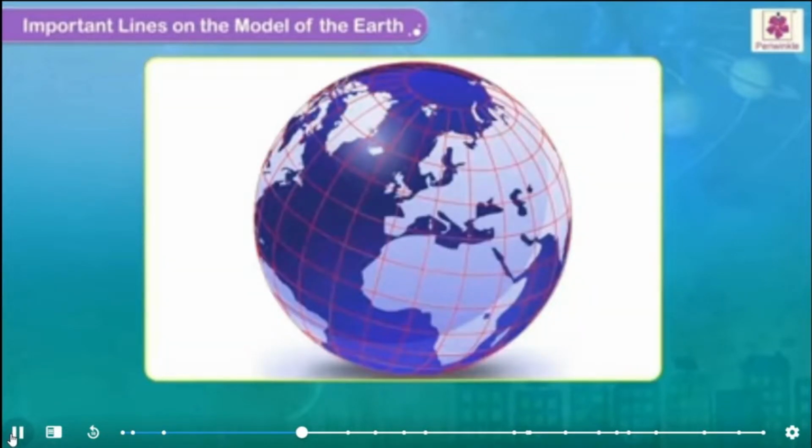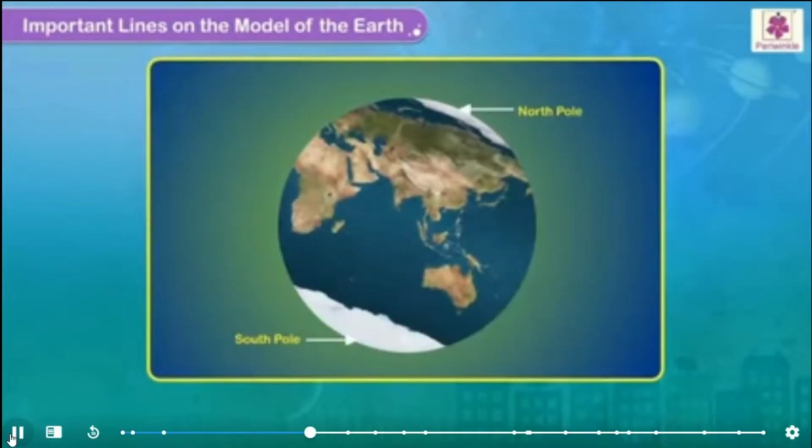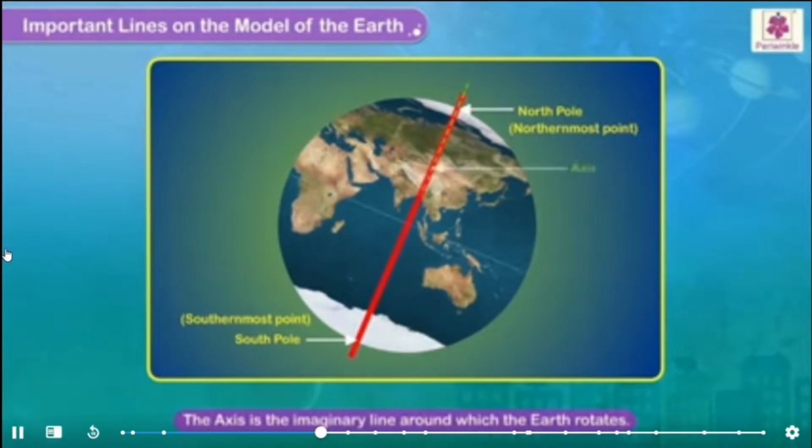Important lines on the model of the Earth. Some imaginary lines have been developed to help us study Earth. The poles are the northernmost and southernmost points on the Earth. The axis is the imaginary line around which the Earth rotates. It passes through the center of the Earth, joining both the poles.